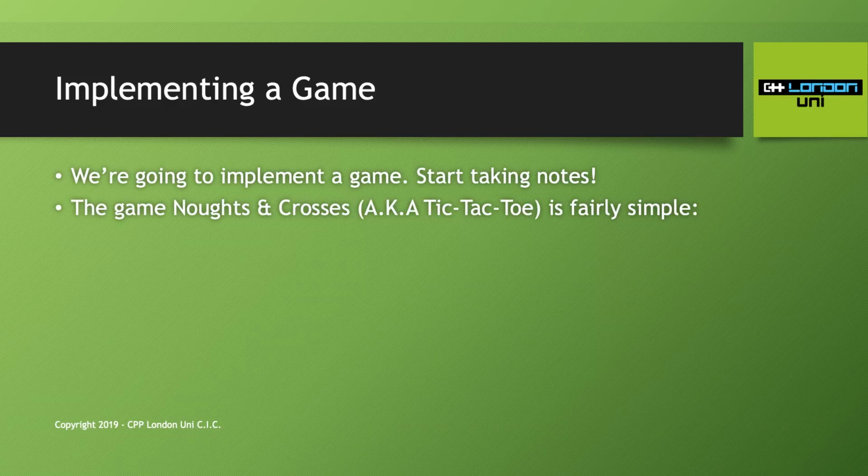So the game Noughts and Crosses, aka tic-tac-toe, is reasonably simple. Does everyone here know it? I suppose maybe there's someone online who's never encountered it. So you have a 3x3 board, right? A grid. One player is the X, the other player is an O.